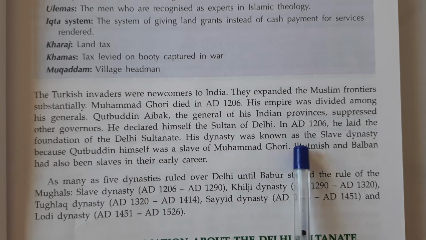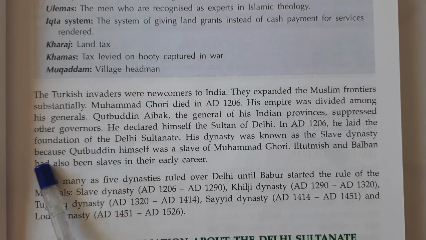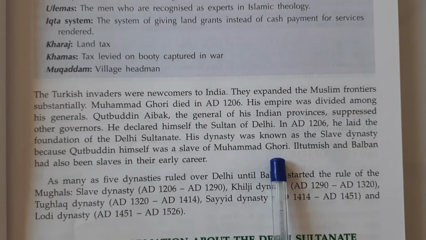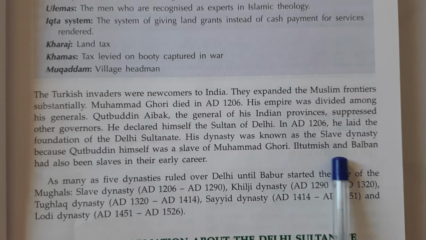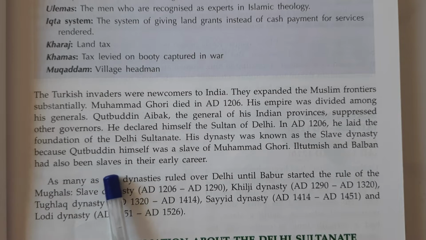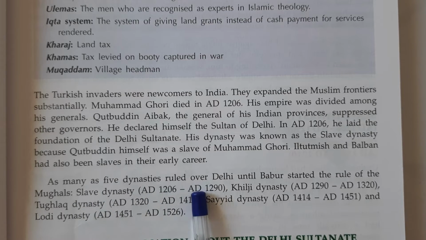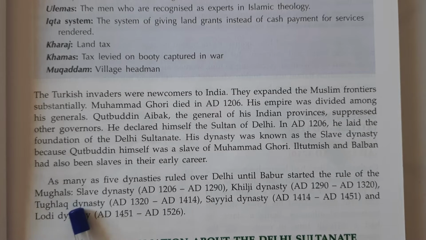His dynasty was known as the Slave Dynasty because Qutbuddin himself was a slave of Muhammad Ghori. Iltutmish and Balban had also been slaves in their early career. As many as 5 dynasties ruled over Delhi until Babur started the rule of the Mughals.